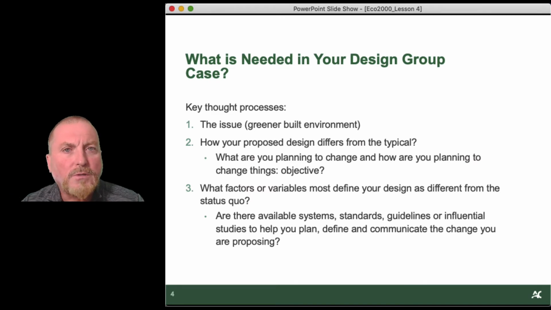So in your projects, as I said in my announcement video, right? I mean, you have the issue, and your issue is the greener built-out environment. Okay, that's your assignment. All right.